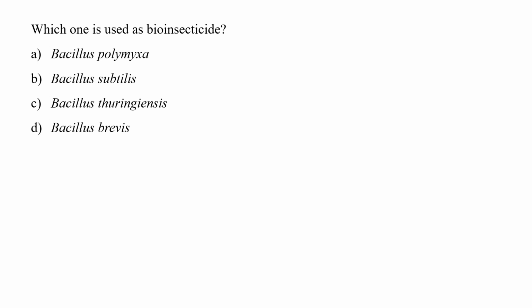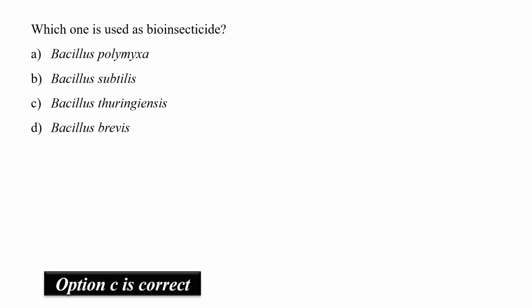Now, the question is, which one is used as bioinsecticide? Four options are given: Bacillus polymyxa, Bacillus subtilis, Bacillus thuringiensis, and Bacillus brevis. So the Bacillus thuringiensis is used as a bioinsecticide. But how? This Bacillus thuringiensis produces a crystalline substance, that is Bt toxin, that targets the insect's gut. It gets deposited in the insect gut and the insect dies off due to starvation and infection. So the correct option is option number C, Bacillus thuringiensis.